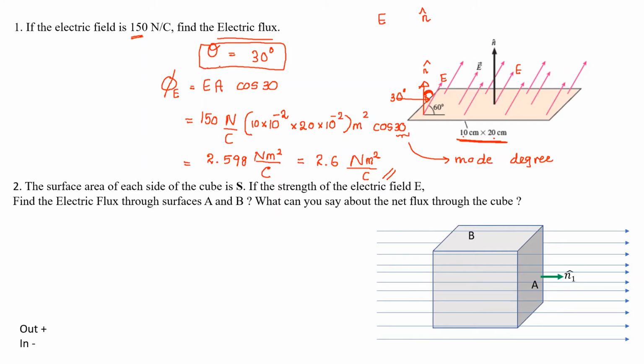So in the second problem, I let you do it. In the problem, they say the area of one side. So these are the sides of a cube, right? Each side, the area is capital S. And the strength of this electric field is E. So I want you to find the electric flux going through surface A. And also I want you to find the electric flux going through surface B in terms of E and S. And once you do that, give me the answer for the net flux going through the whole object, the full object.